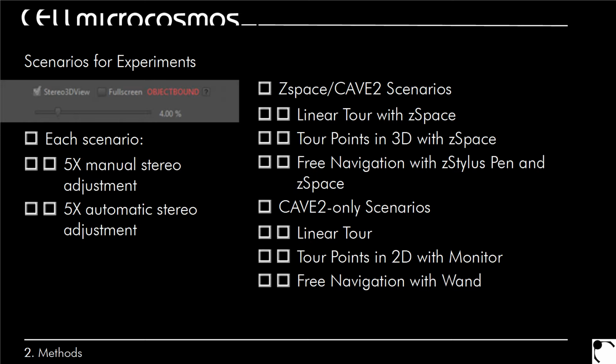So first of all, our new approach, we use the zSpace in combination with the Cave 2 system. Then we had the linear tour with the zSpace, which was actually just consecutively going through the different tour points. Then we had here the tour points in 3D space, where you had to select 3D points, and then automatically the view was changing to the specific points. And then we had the free navigation, where you could freely navigate through the space map, choose a specific perspective, and then project it onto the cave.